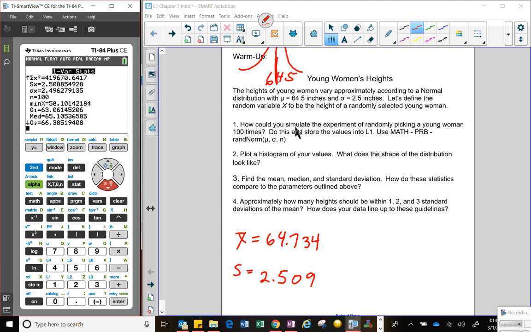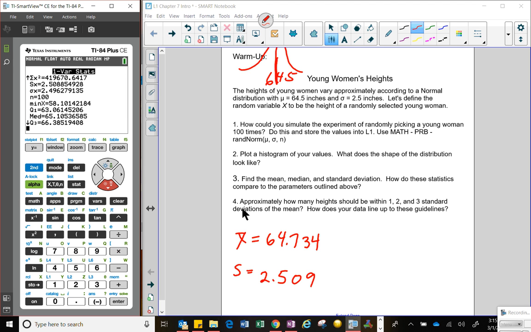So I can see that the mean of my sample is very close to the mean of the population, 64.5 inches. The standard deviation of my sample is really close to the standard deviation of the population, 2.5 inches. And if the population is normally distributed, then the median is also going to be close to 64.5 inches, and that's what we have here. My median is 65 inches, so it's a little higher.